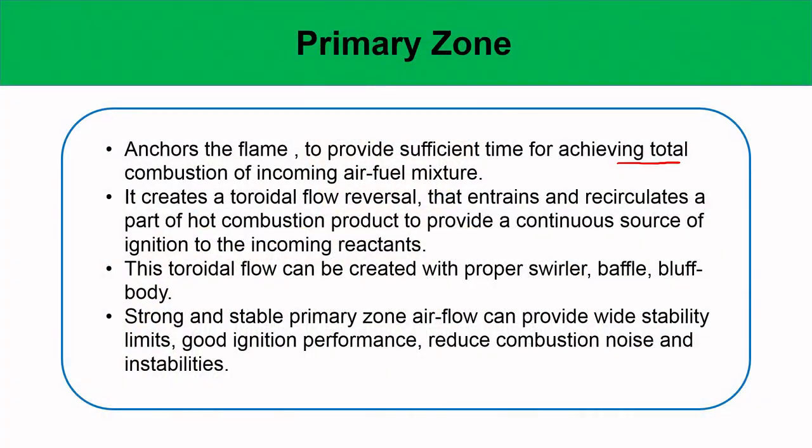As you see, the spiral flow essentially ensures that the flow has sufficient residence time in the primary zone, where you can have complete combustion of the incoming fuel air mixture. So it creates a toroidal flow reversal that entrains and recirculates part of the hot combustion product. So that is the second thing it does.